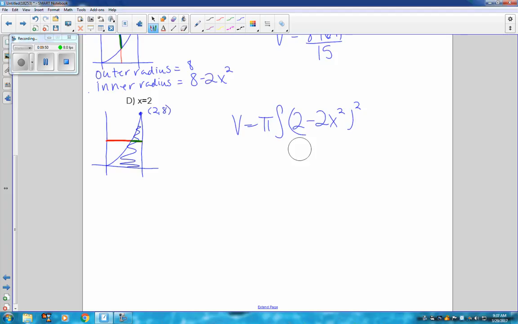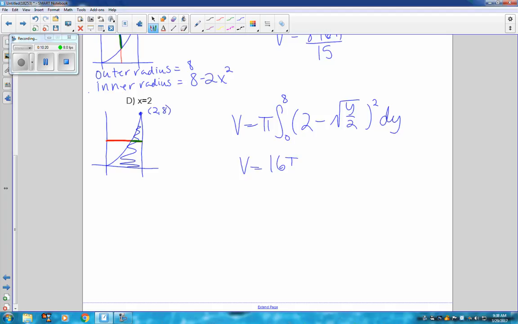Wait, nope. That's the problem. What's my problem? Yeah, it needs to be in terms of y. So it's 2 minus the square root of y over 2, squared, dy. And your upper and lower bounds are what? 0 to 8. Okay, so go ahead and integrate that one. I'm just going to put the answer up, and you can check it when you're finished, and then you can work on those book problems that I gave you yesterday. If I need to go through this, I can, but there's the answer.